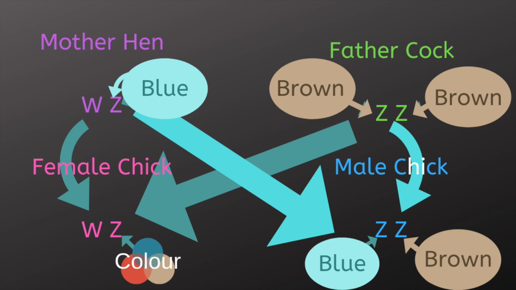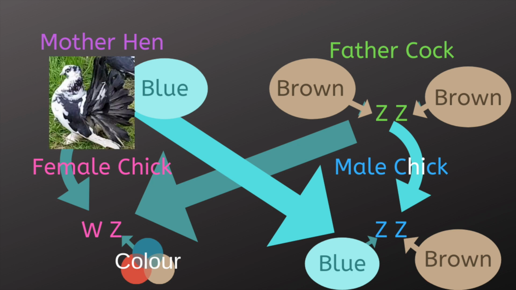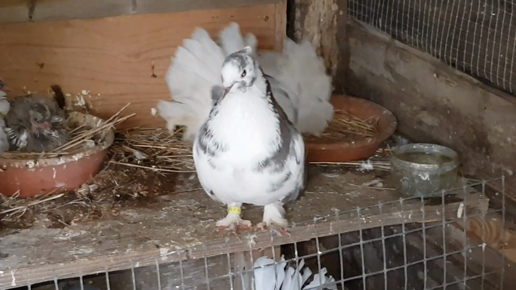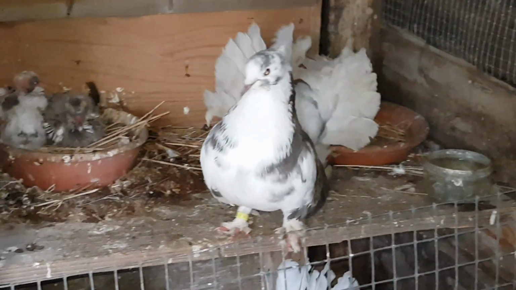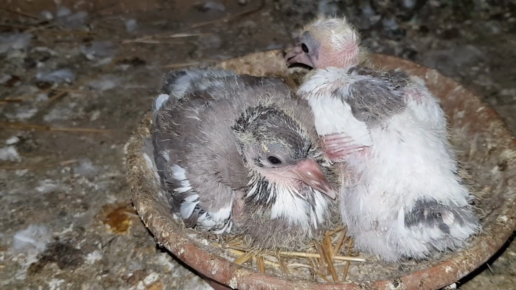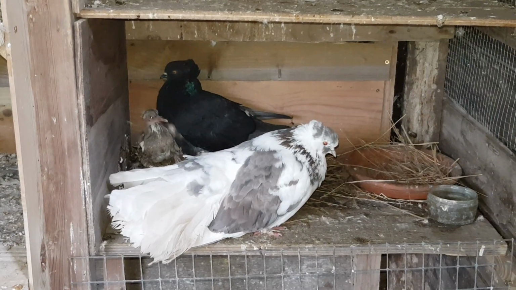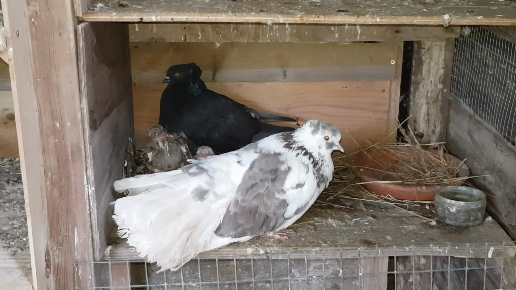This means the base colour shown on the male chick will always be the same as the base colour shown on the mother hen. In this case he will be blue, and all chicks born with blue feathers must be male. With this family of pigeons here, you can see the father is brown, and both the chicks are brown. As the mother is a more dominant colour blue, both of these chicks must be female.